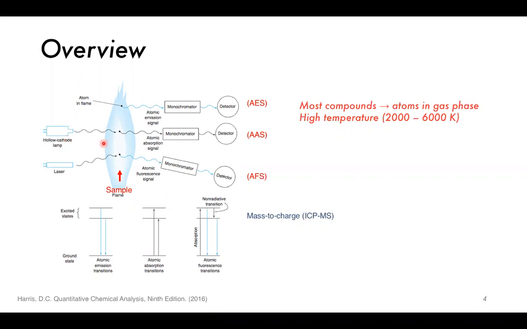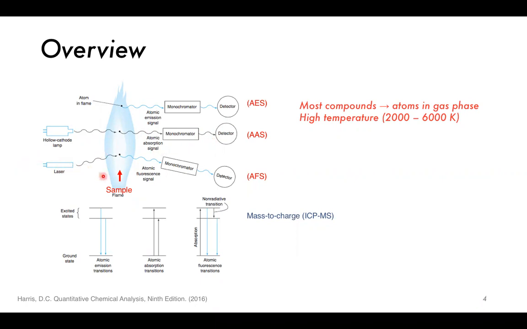So after the lamp has produced its electromagnetic radiation, which will pass through the flame, it will then be absorbed by the atomized elements. We will get the atomic absorption signal. We pass it through the monochromator again to discriminate it for the detector, so we can get a specific wavelength.